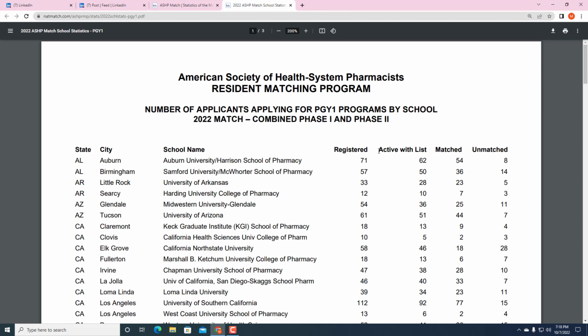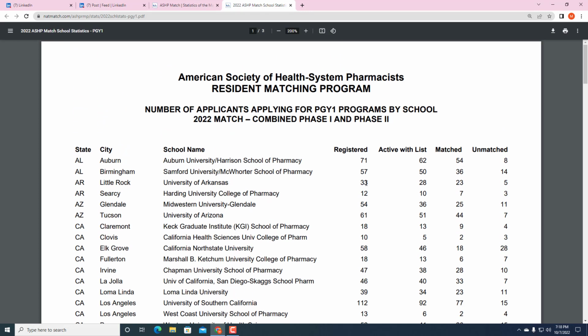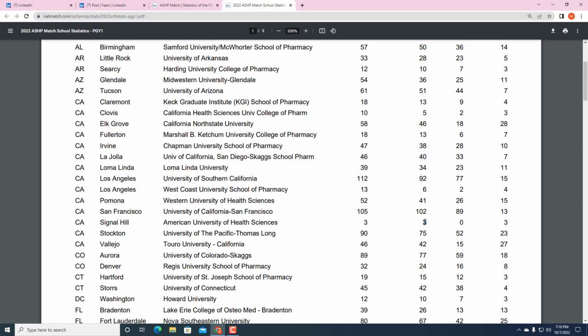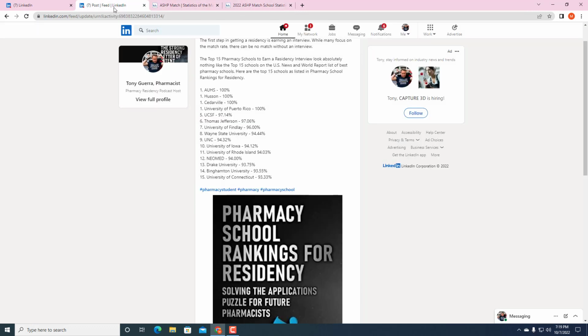So the way that I calculate the interview rate is to take the number that is active with the list and I put it over the registered. So you just go to whatever your school is, and then you put it with active with list over registered. So let's find AUHS since we're in California here anyway. Signal Hill, California. 3 people applied for a residency and went into registered. 3 people were active with the list.